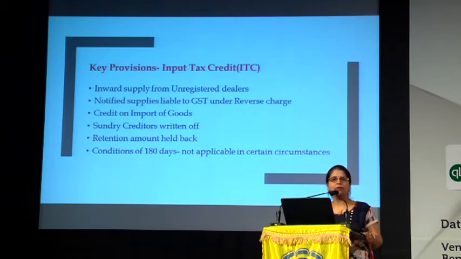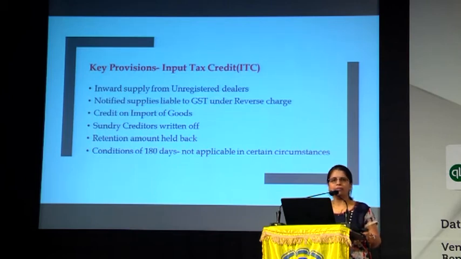So notified supplies, for example, instead of reverse charge, you have already paid to your supplier. Are you eligible for credit on that? Because GTA services had charged you 5%, you were liable to pay under reverse charge. You have not paid to the government, you have paid to your vendor. Are you still eligible for credit? Yes or no?